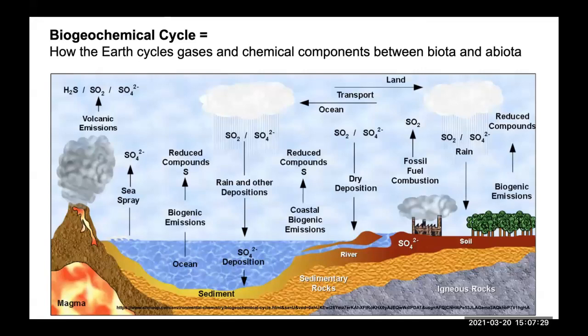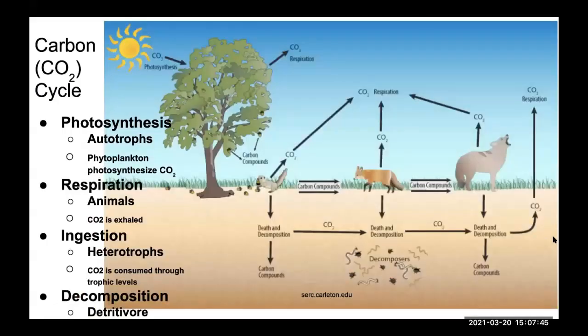The biogeochemical cycles are the way that the earth changes gases and chemicals and exchanges them between living and non-living things. There are 4 biogeochemical cycles that we will talk about today. The first is the carbon cycle.